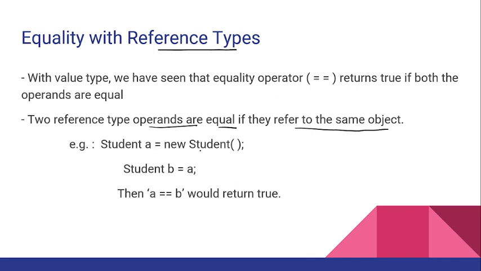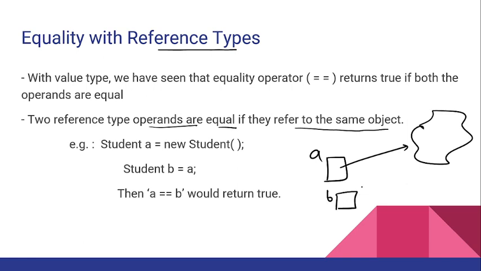Okay, so let's see, student A equal to new student. So A would be a reference referring to a student object. Now I'm creating student B, which is again a new reference, and I'm saying equal to A. So the student B, the new reference, will refer where A is referring. This is the meaning of this particular statement. Now suppose I do A double equal to B, it has to return true because both A and B are referring to the same object. And that's the effect of equality with reference types.